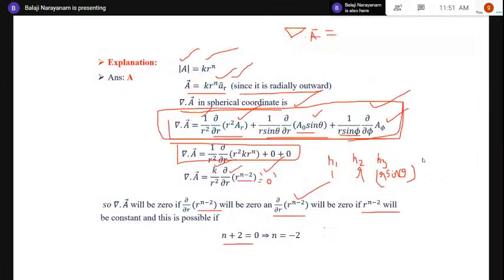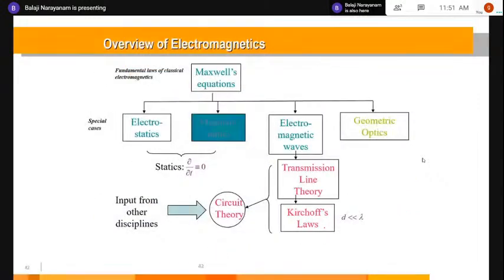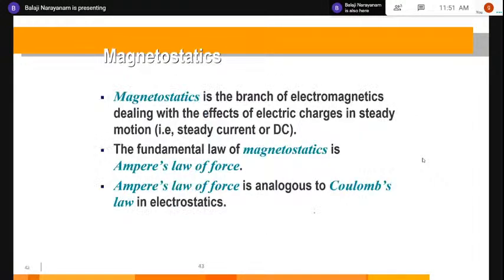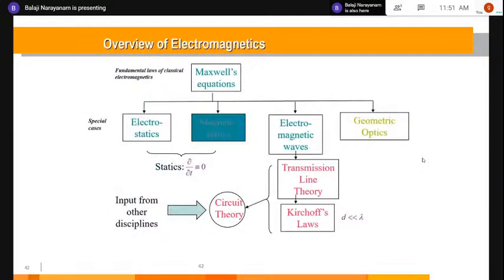And now this almost finishes the previous GATE problems on electrostatics. Now we will start the concept of magnetostatics. If you remember, in the previous session we did a detailed overview of electromagnetics. The fundamental laws of classical electromagnetics are taken into two special cases, electrostatics and magnetostatics, then electromagnetic waves and geometric optics.